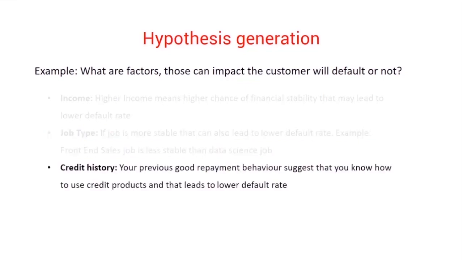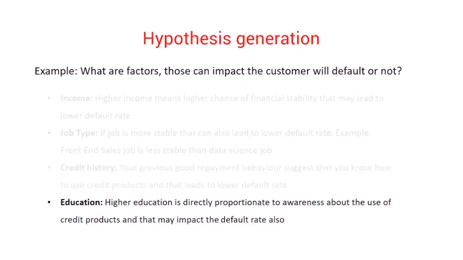Credit history of a customer is a good indicator of his default rate, since a person who has a bad credit history has a high rate of defaulting. Education also plays a role in the default rate, since educated people are more likely to be aware of credit products and the effect of defaulting on payments. These were some of the hypotheses that I could think of. There are many more others.